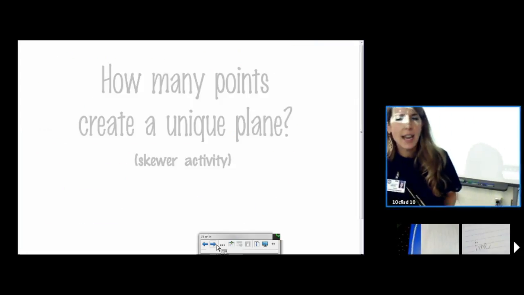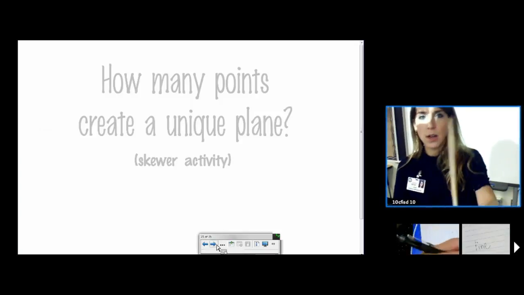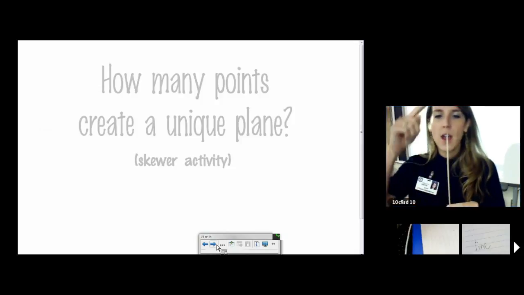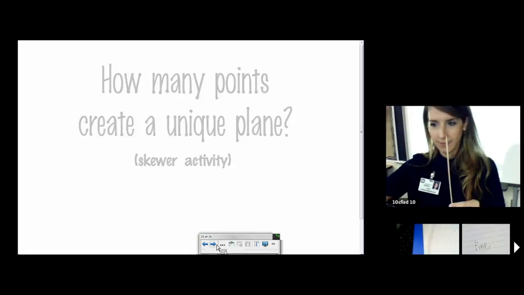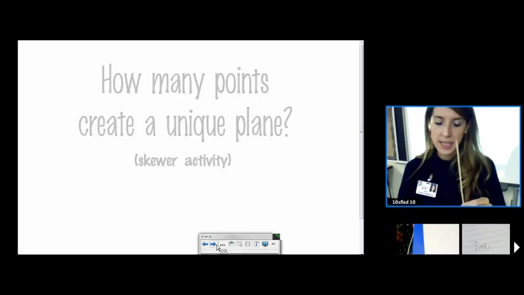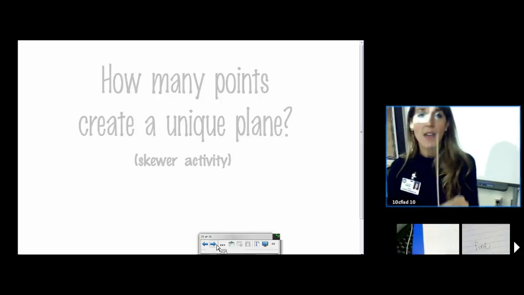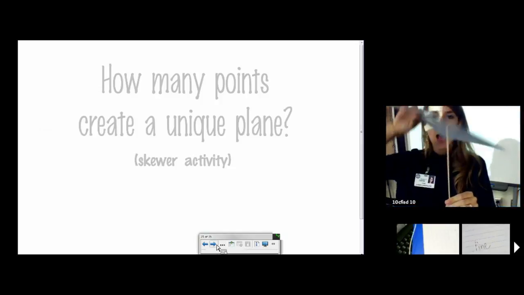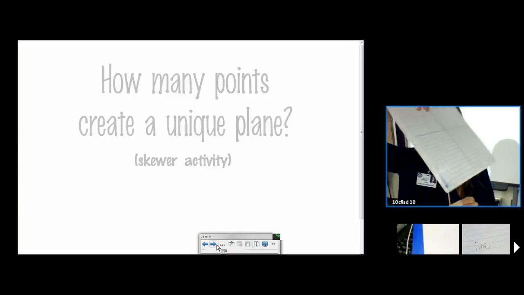How many points does it take to make a unique plane? Okay, I have a skewer in my hand, something you can make shish kebabs out of, and I want to know what you think the top of my skewer represents. A point, right? Okay, so I'm going to use this. I'm going to try 1. How many points does it take? Let's see if it takes 1. If I have 1 point, do I have a unique plane? How many planes could I come up with that go through this point?